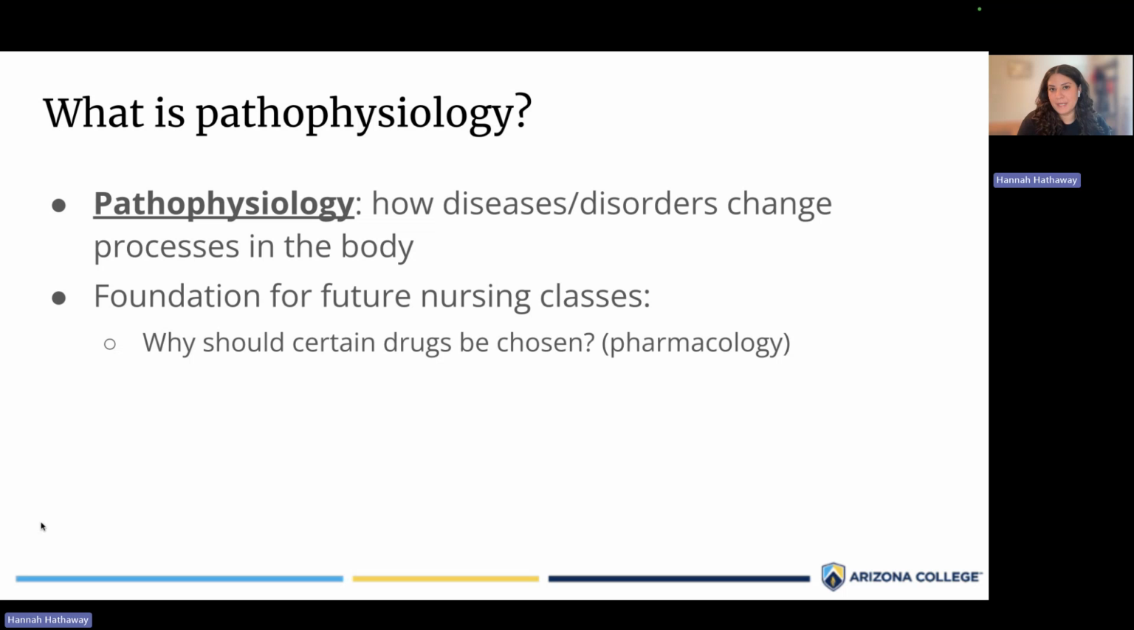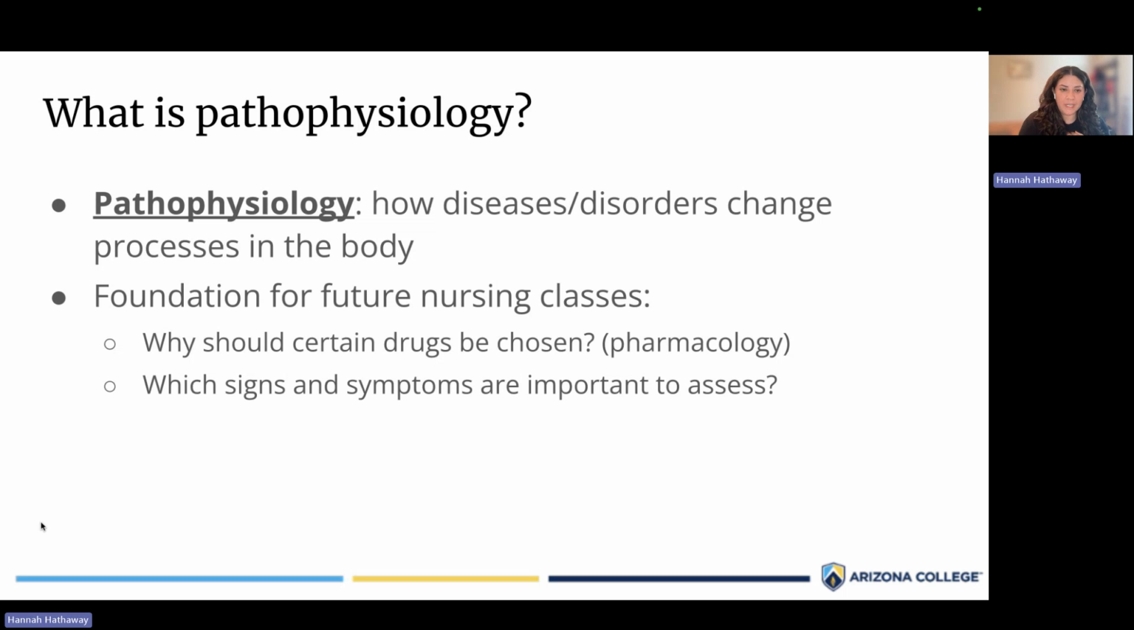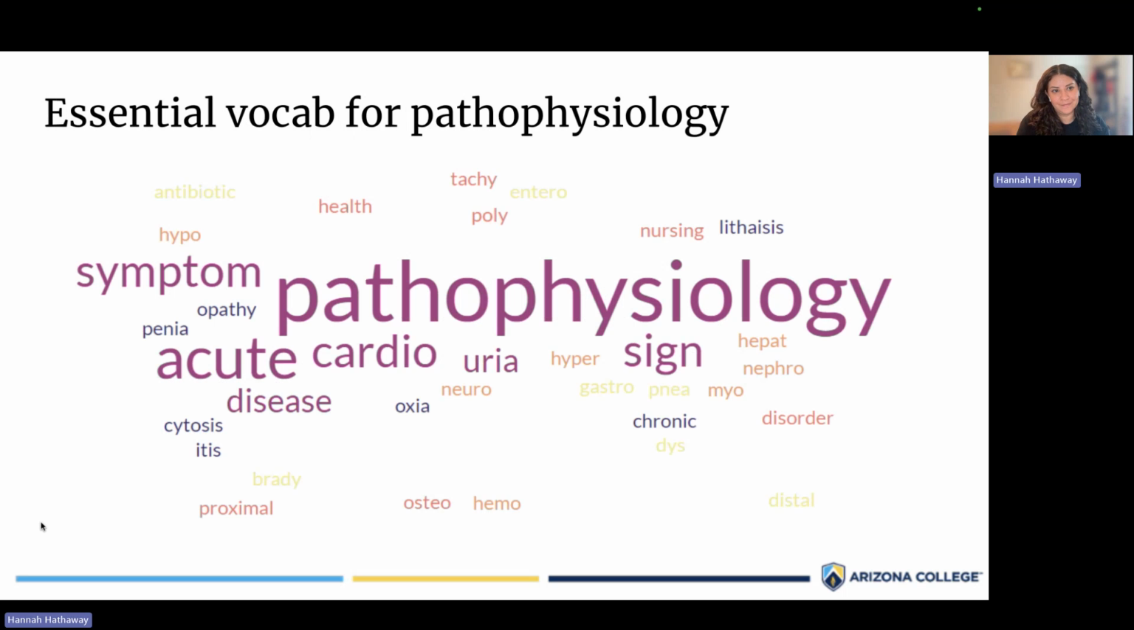That would be helpful in pharmacology. Patho is also helpful for knowing which signs and symptoms are important to assess for patient care to help them understand what disease or disorder they might have. Patho also helps you understand which interventions are appropriate for a patient with a specific disease or disorder. So patho is a really fun class that is going to be really helpful for your career as a nurse.